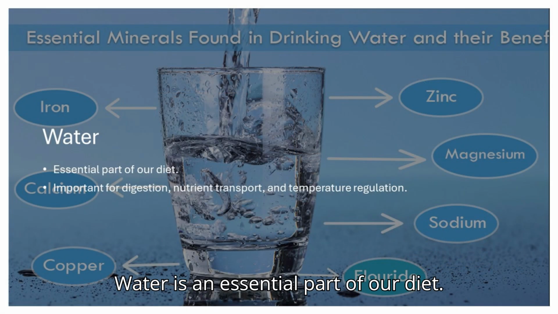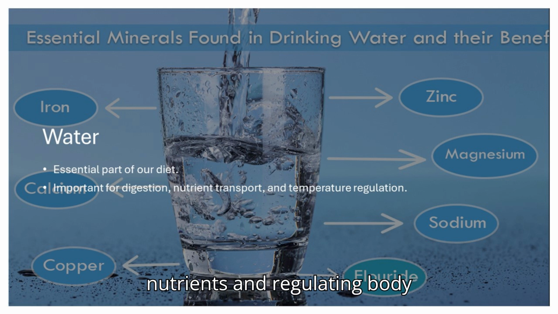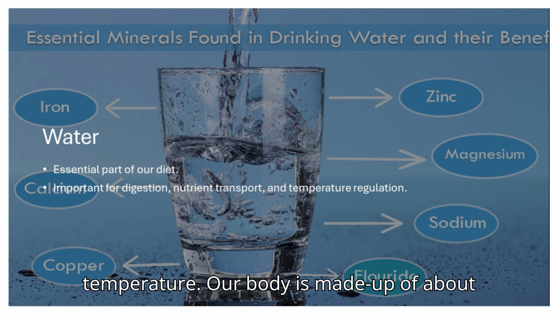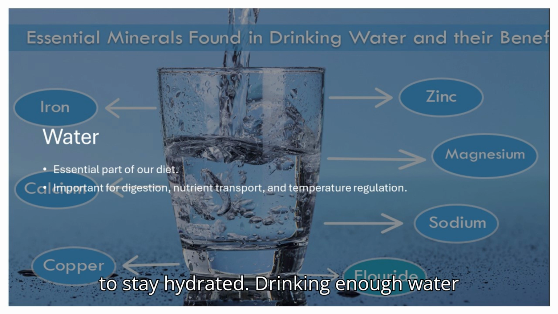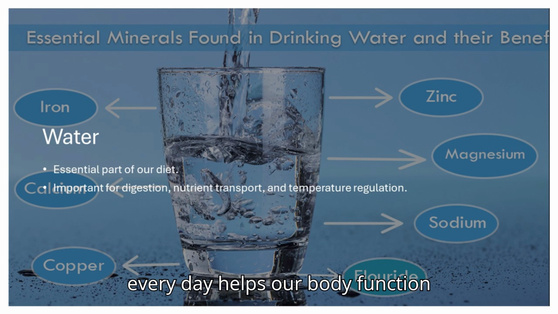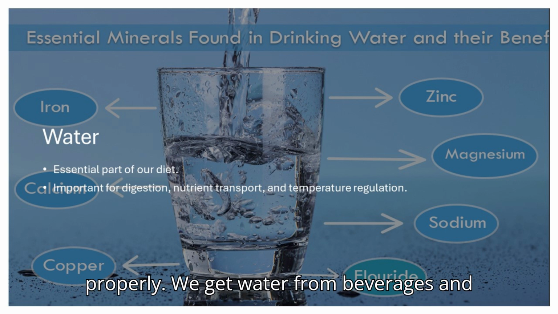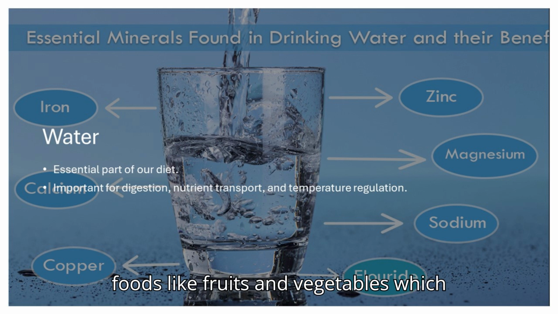Water is an essential part of our diet. It helps with digestion, transporting nutrients, and regulating body temperature. Our body is made up of about 60% water, so it is very important to stay hydrated. Drinking enough water every day helps our body function properly. We get water from beverages and foods like fruits and vegetables, which have high water content.